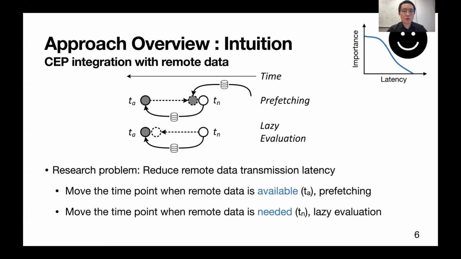To this end, intuitively, we can decouple the time point when data is available and the time point when the data is needed. We can either move the time point when remote data is available closer to the time point when remote data is needed. This is called prefetching. Alternatively, we can also move the time point when remote data is needed closer to the time point when it is available. This is called lazy evaluation.